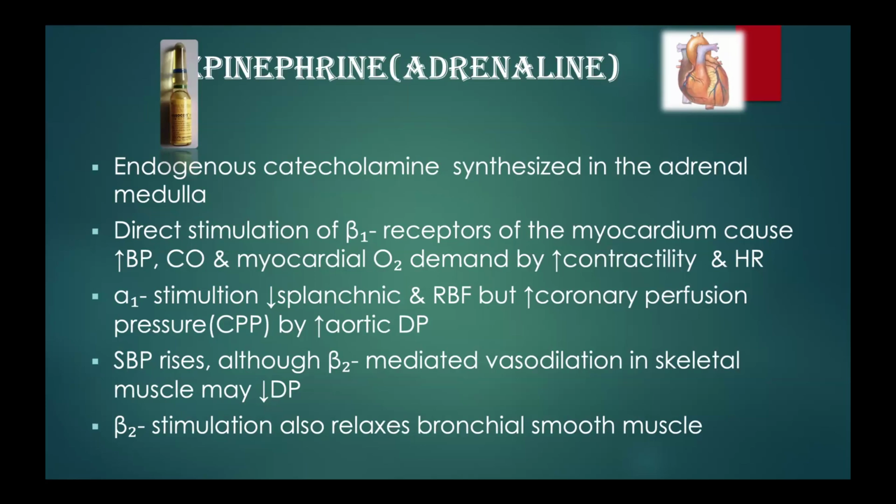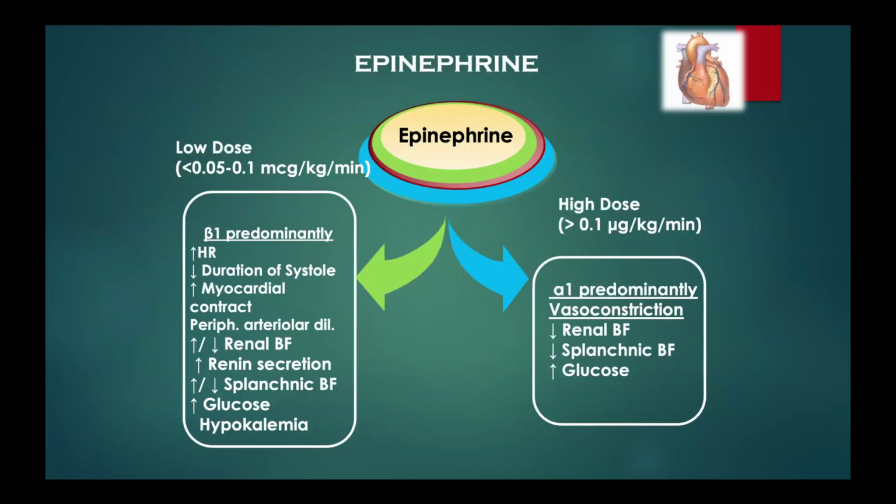SBP increases, but beta 2 mediated vasodilation in skeletal muscle may reduce the diastolic blood pressure. Beta 2 stimulation also relaxes the bronchial smooth muscles. So the beta 1 predominant activities are here: increases the heart rate, reduces the duration of systole, increases myocardial contractility, is a peripheral arteriolar dilator.